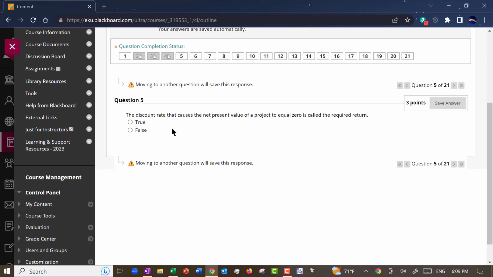The discount rate that causes the net present value of a project to equal zero is called the required return. True or false? Let me hear different voices, please, if possible. What do you think, Sublet? Why? Huh? That's your best guess. Okay. It is false. Now let's think about the reason why it's false.